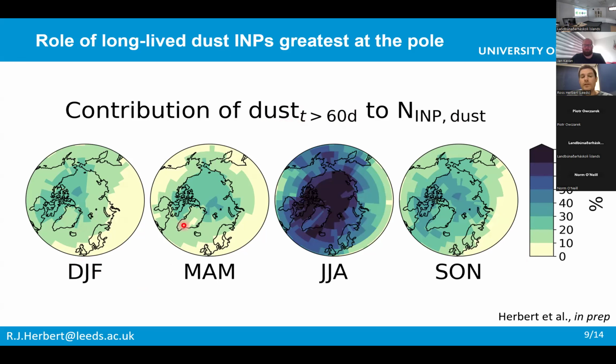So for winter and spring, you can see smaller percentages, but in the more remote regions, so up towards the pole, we're getting 30 to 40% of the total IMP concentration from these dusts that are over 60 days old. And you can really see the summer months standing out. Now this is going up to 80% of the total IMP concentration. So it's really showing that it's in these remote regions that are furthest away from the primary sources in our model that we're getting this strongest contribution.